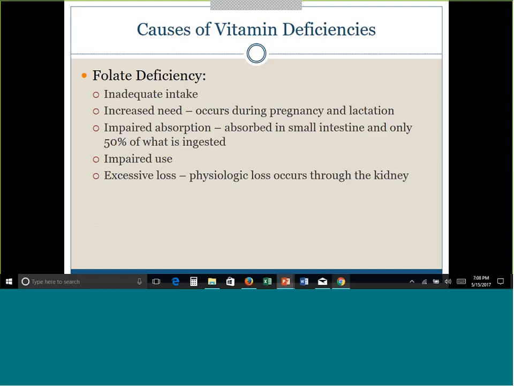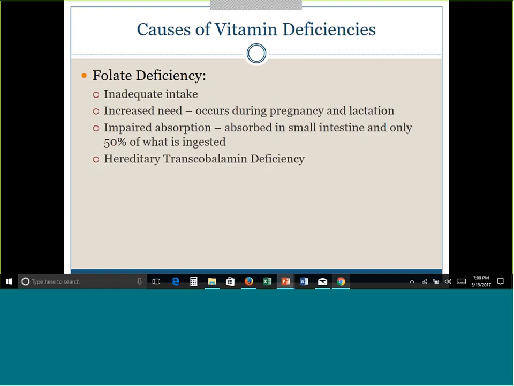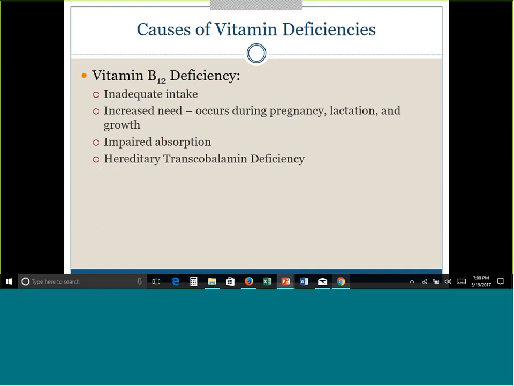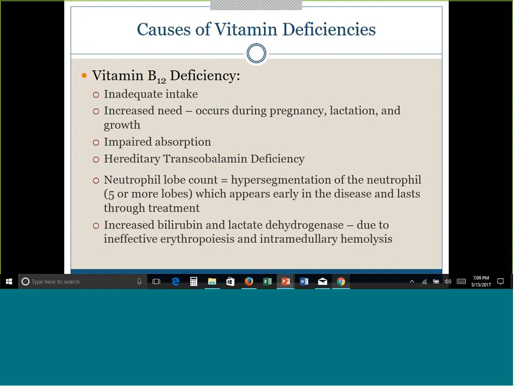So inadequate intake, or it could be increased need if you're pregnant, impaired absorption if you're not absorbing what you are taking in properly or using it the right way. Any of those could result in a deficiency. Same with vitamin B12 here. There is a hereditary condition listed at the bottom. I'm not going to worry about that. It's just listed there that there are some hereditary conditions as well where you're missing it.